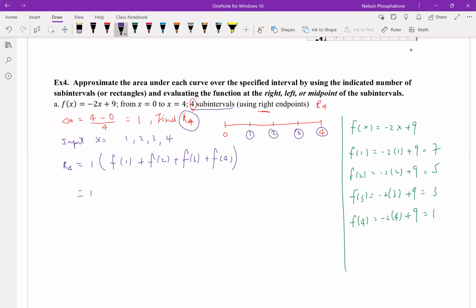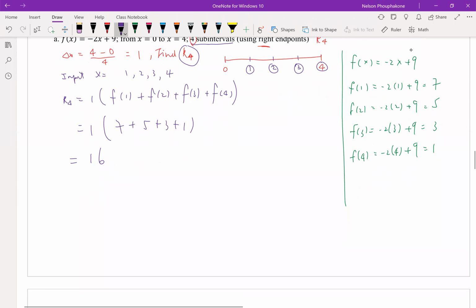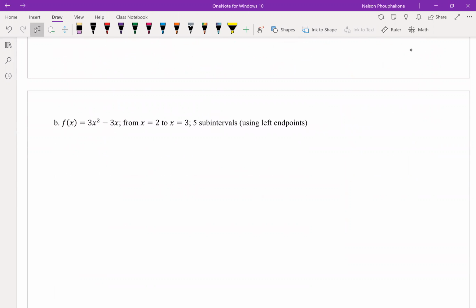Then now we will have 7 plus 5 plus 3 plus 1, which is 16. Oh, that's it. And now it's your turn. Now go ahead and try to see if you could work with B.